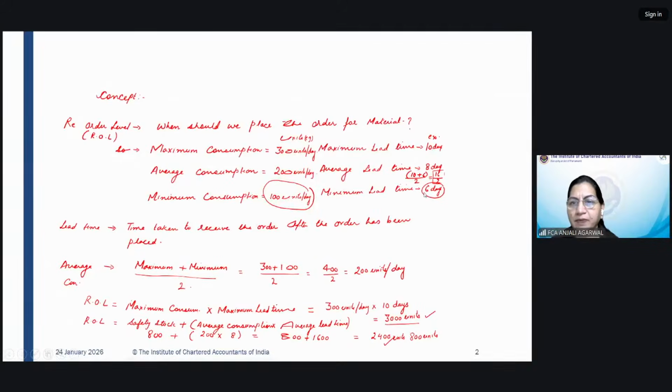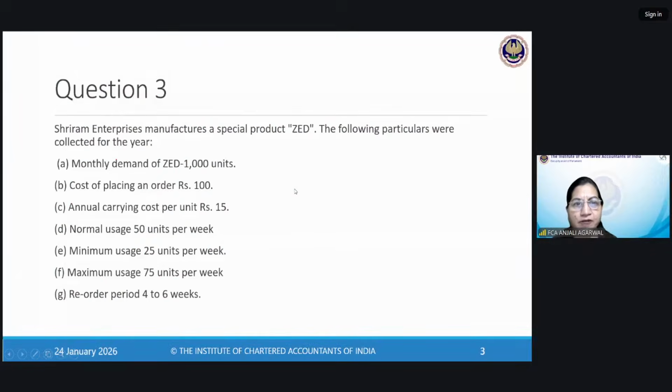So what was your minimum lead time? 6 days. But if there is an emergency, maybe you can get the orders in just 2 days. So your danger level would be 200 units into 2 days, 400 units. So that becomes a danger level, right? I hope we are ready to do some questions on this now.